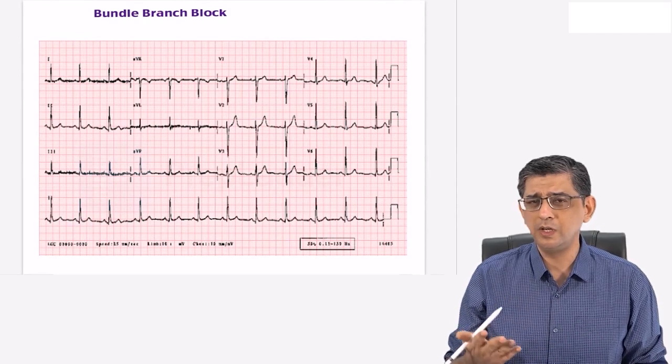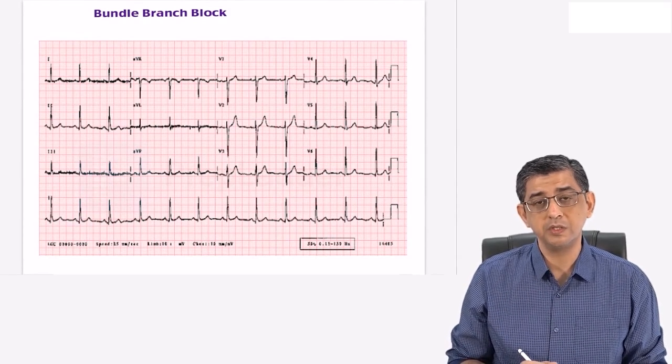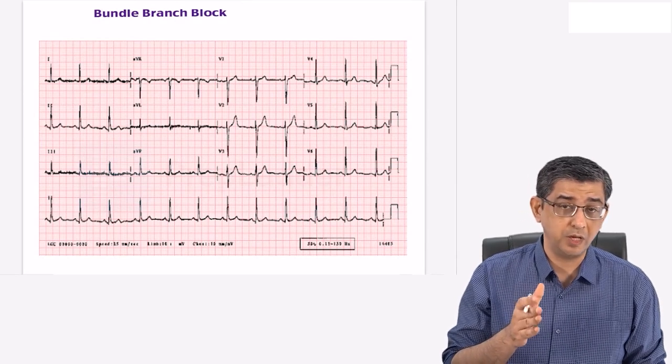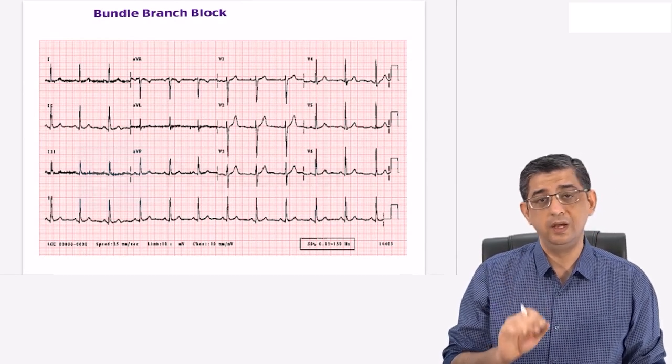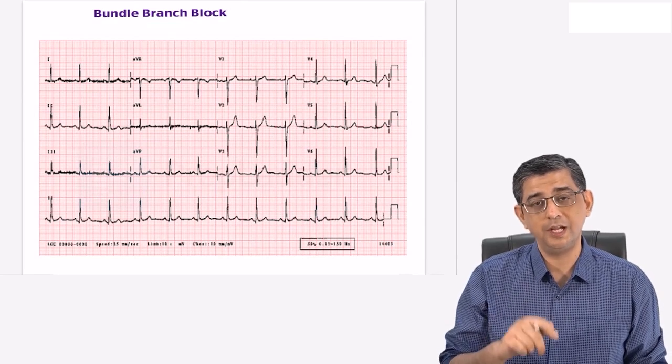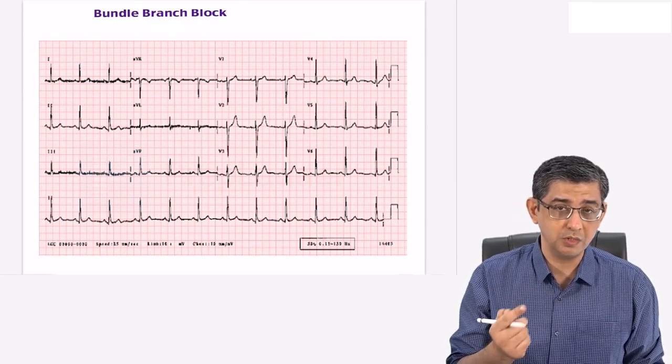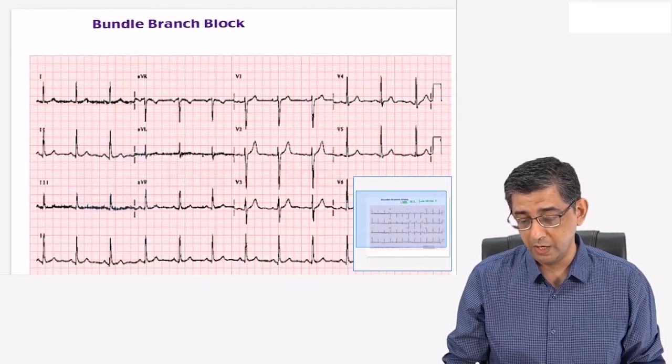And well, right bundle branch block will also cause problems for the patient, but lots of times right bundle branch block can be physiologically present as well. Left is always pathological, right can be physiological, though I'm going to talk about other causes beyond physiological for right bundle branch block as we progress.